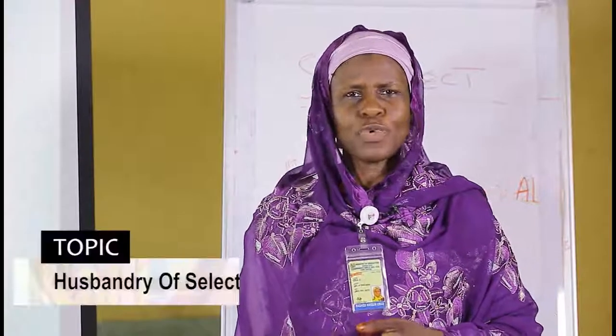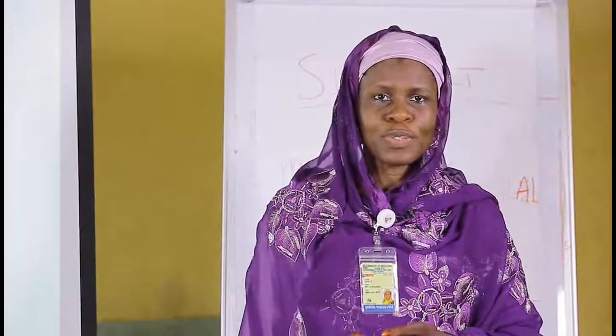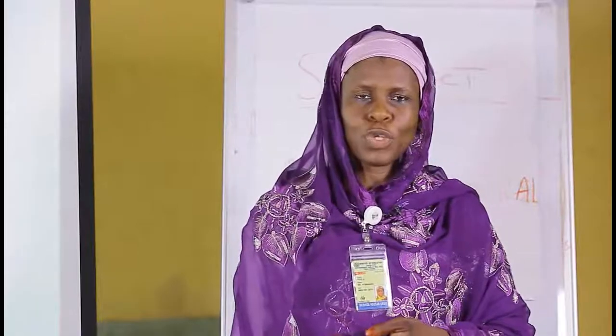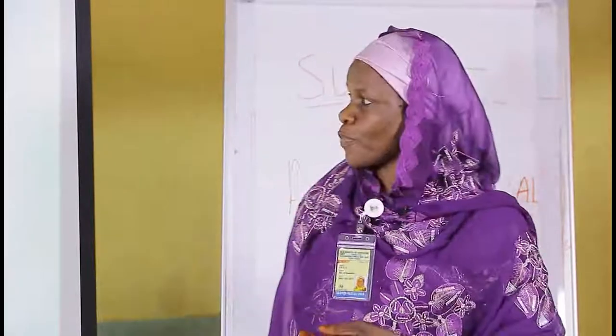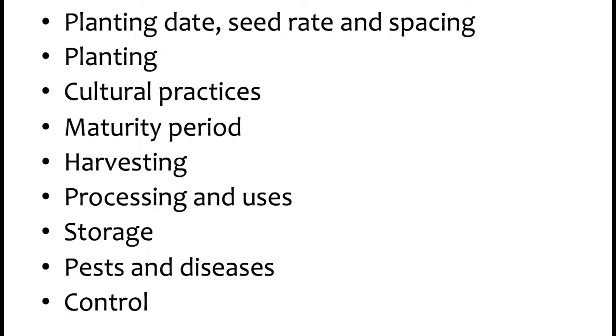Learners, how many of you have ever eaten cornflakes, pap, swallow? They are all products of maize. So today we are going to look at the meaning of crop husbandry, some cultural practices in crop production, and cultivation of maize. The botanical name of maize is Zea mays. Land preparation, varieties, climatic and soil requirements, method of propagation, planting date, seed rate and spacing.